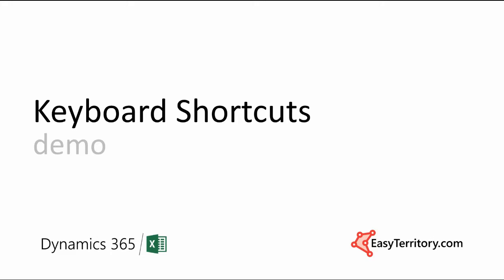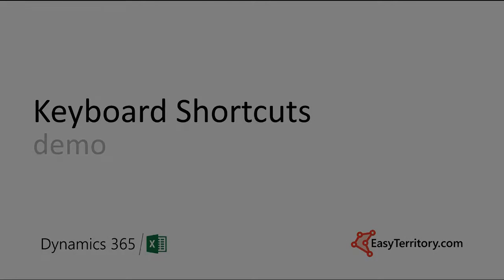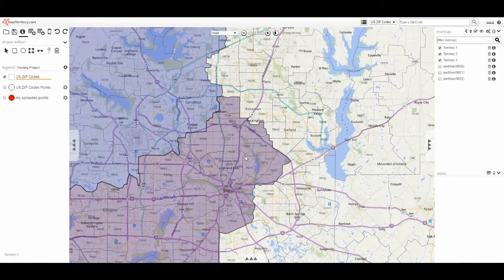Let's look at some of the keyboard shortcuts you can use in EasyTerritory to quickly accomplish different tasks. If you've watched our layout and toolbar overview video, you're familiar with the different panels and icons in the application. This will be helpful to know ahead of time because this video will cover some things already established in the layout overview. First, we'll look at the undo and redo operations.